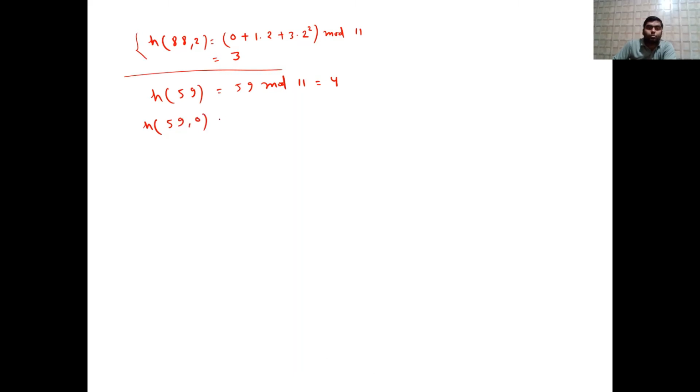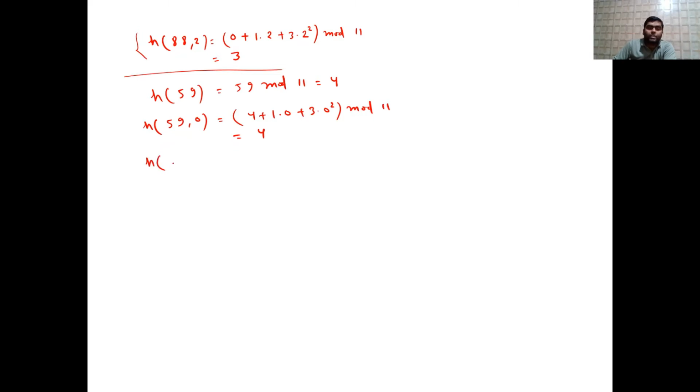So 59 comma 0. How to calculate? H of 59 is 4 plus 1 dot 0 plus 3, C2 is 3, dot 0 square, and mod of 11. So this will give you 4 as the answer. So definitely there is a collision.